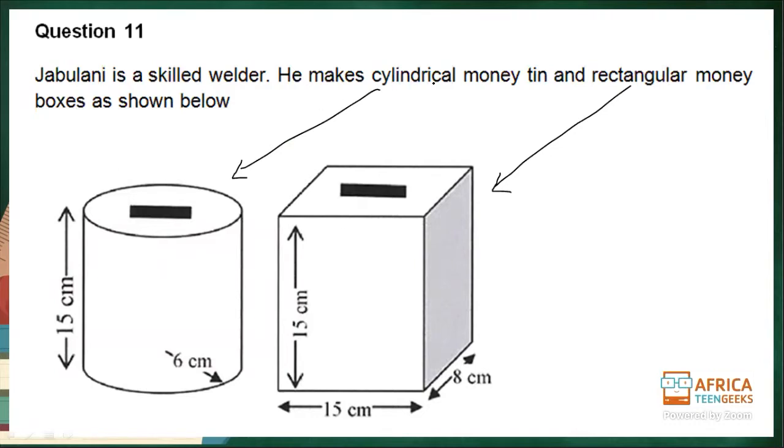For your cylinder, you have your height. This is the height of the cylinder. And then remember there's two circles. And then you have 6. 6 in this case is your r, your radius.